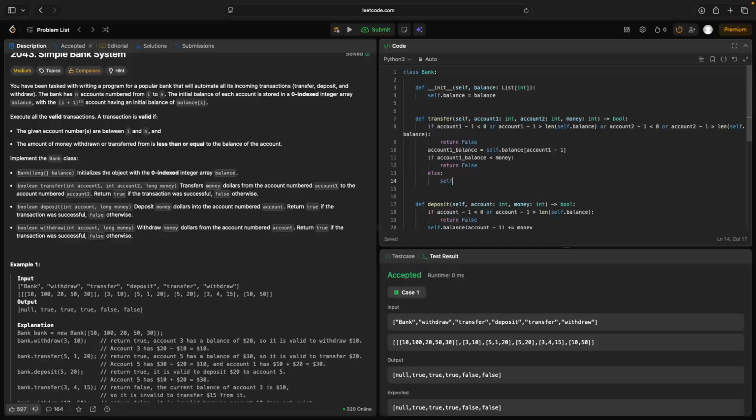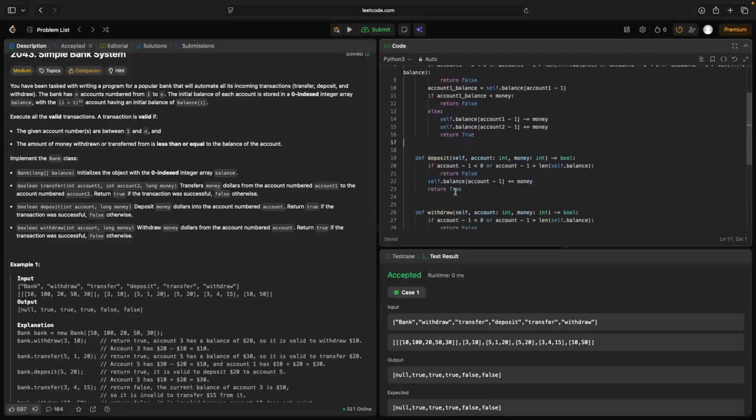So otherwise, we'll do self.balance of account 1 minus 1 minus equals the money, and then self.balance of account 2 minus 1 plus equals the money, and we return true.